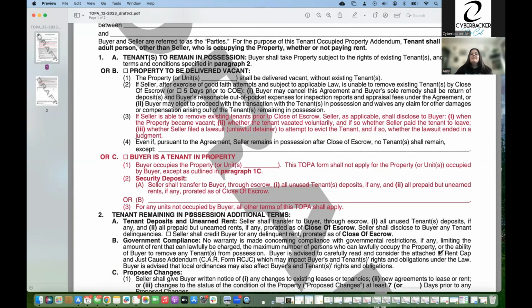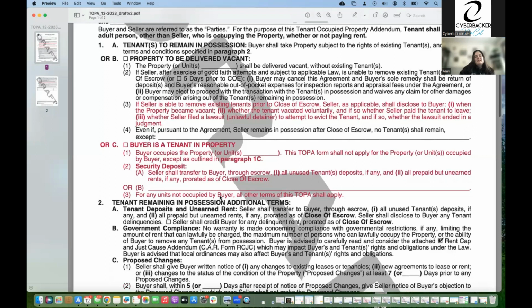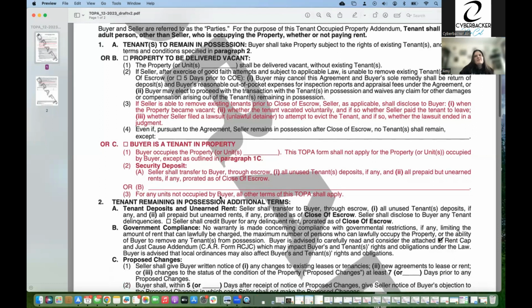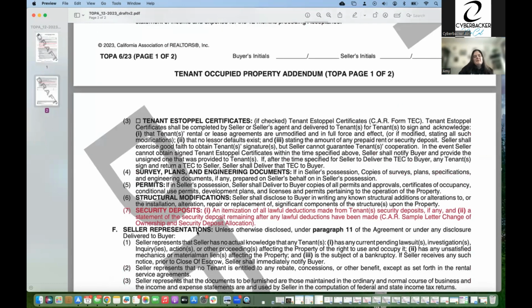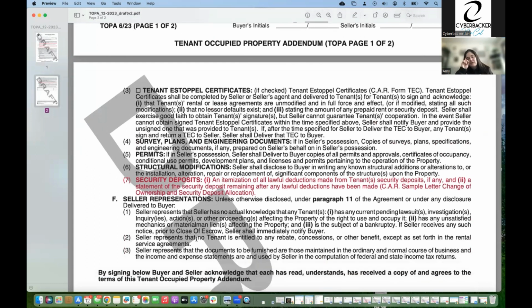Okay, so you might be checking more than one box here. It really should be B or C, or B and C, because it could be both. Just throwing that out there, but those are the changes that were made for a tenant occupied property. Again, we would utilize this form even if the tenant occupied the property they were going to buy, if it was a single family residence.